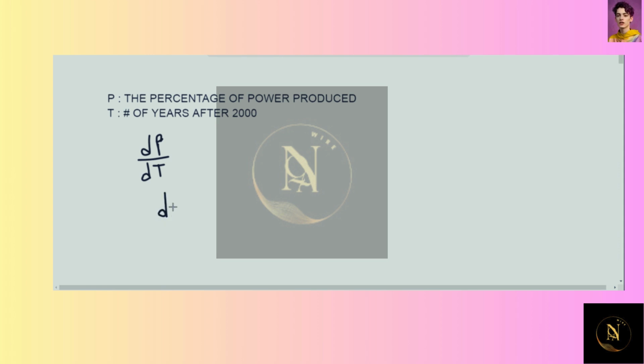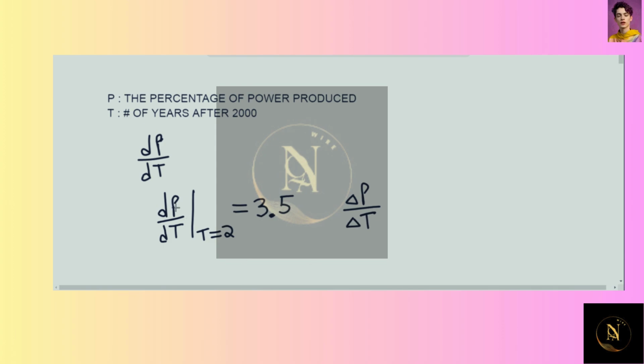Next, if we have the derivative of P with respect to T evaluated when T equals 2, remember T is the number of years, so 2 years since 2000, if this value equals 3.5, what does this mean? Well, the derivative of P with respect to T, think of that as the change in P with respect to a change in T.